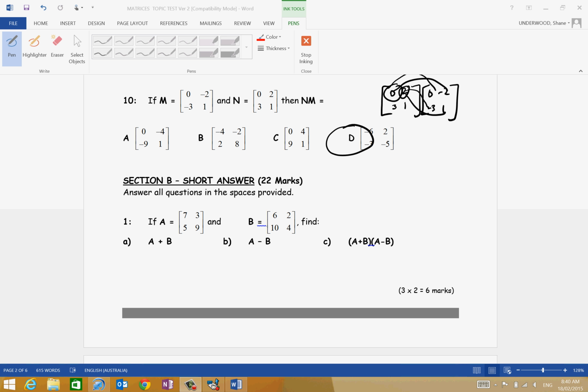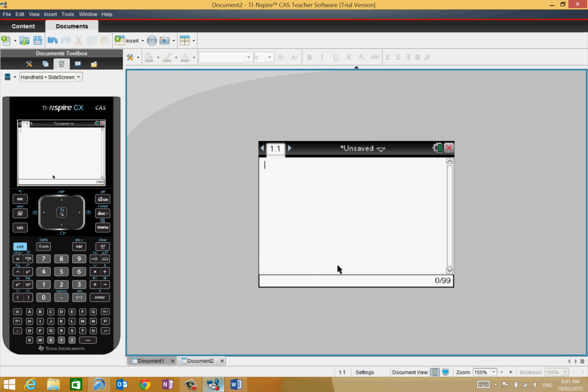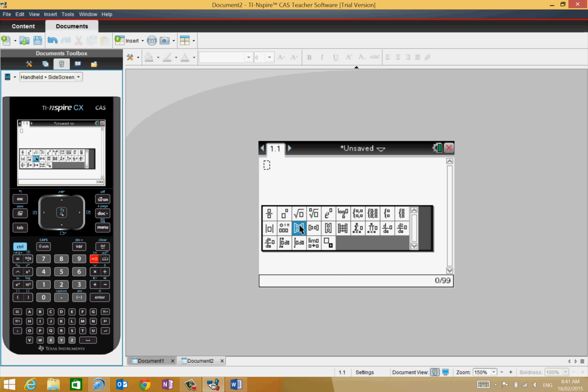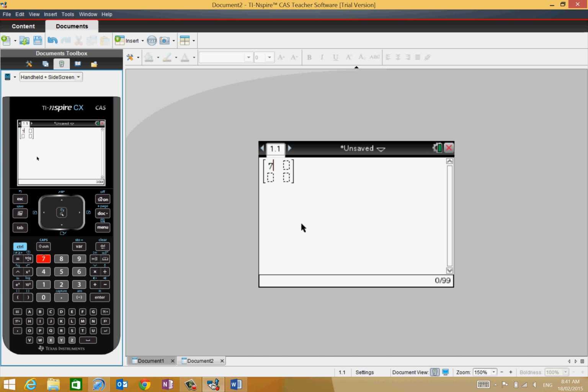Okay, now first of all with these ones, because I'm using these operations again, it pays to actually create them as a matrix. I've got A as matrix A with the elements 7, 3, 5, 9. Given the fact that I have to use that 3 times, we need to go to our calculator and we might as well go ahead and store it, shall we?